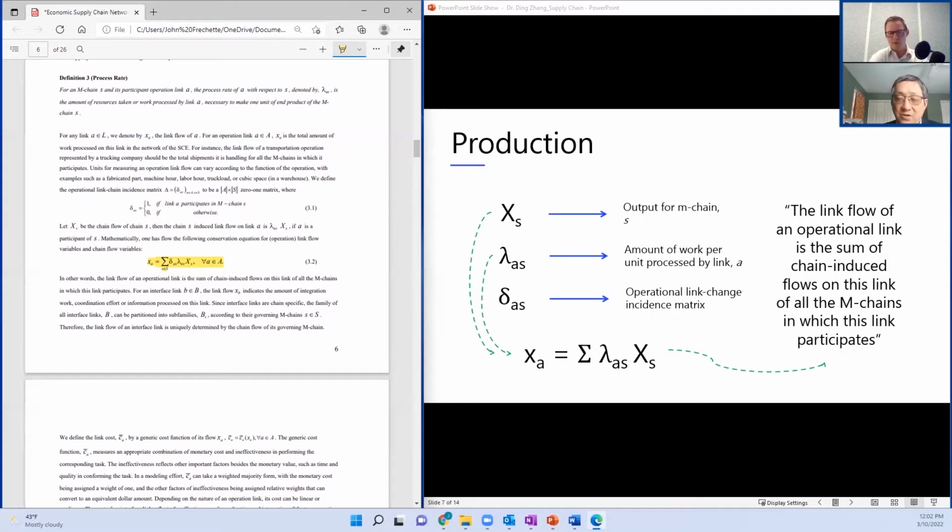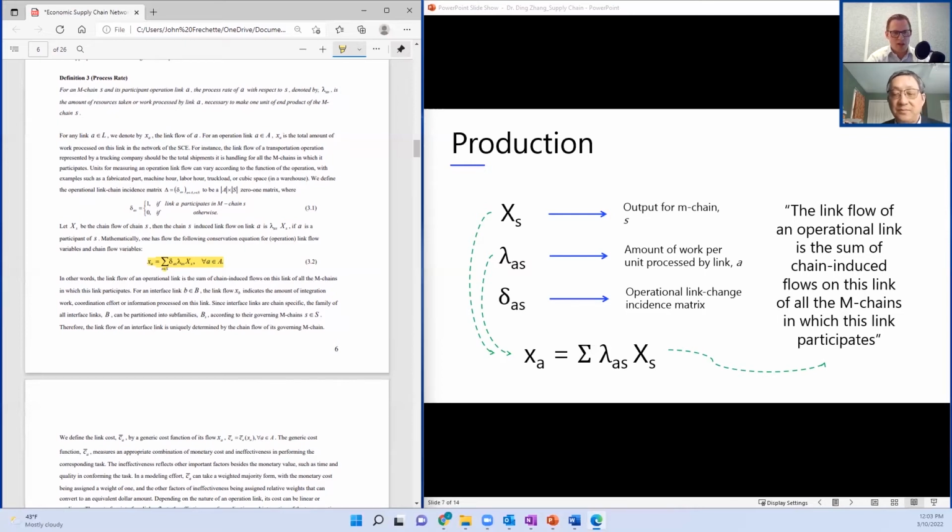That's true. That's good. Yeah, we don't need that until necessary. I mean, the delta AS, in mathematics, because we put in the general form, then we need this delta AS to include all these market chains, whether or not they use this particular operation link. You're right. Got it. That's okay. Perfect. Glad that was a reasonable simplification to make.